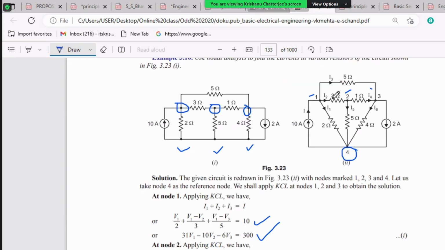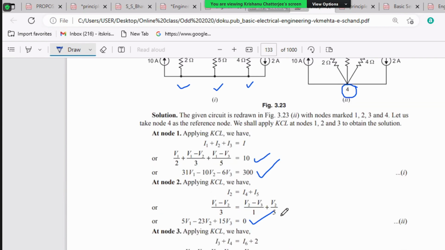Second one, I2 is coming in and I5 and I4 are going out. So I2 equals I4 plus I5. What will be I2? V1 minus V2 by 3. I5 is V2 by 5. I4 is V2 minus V3 by 1. Solve it. You are getting the answer.